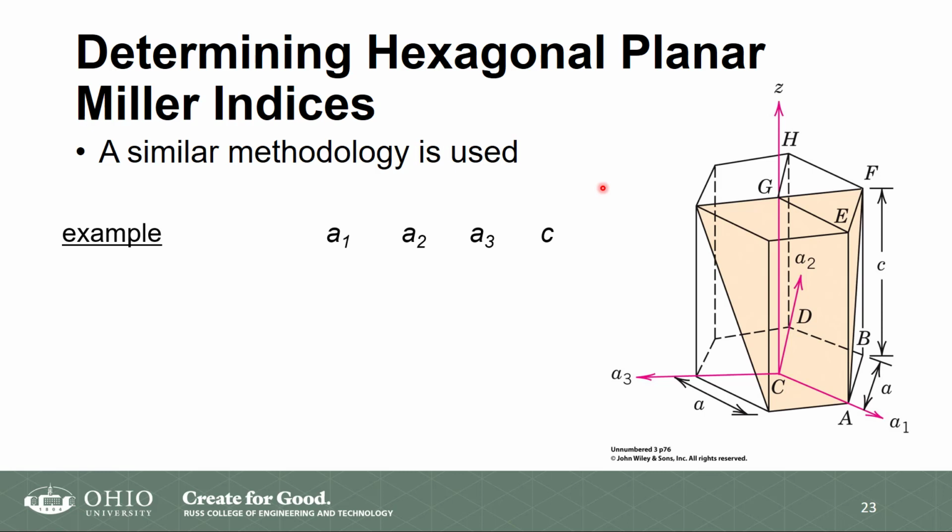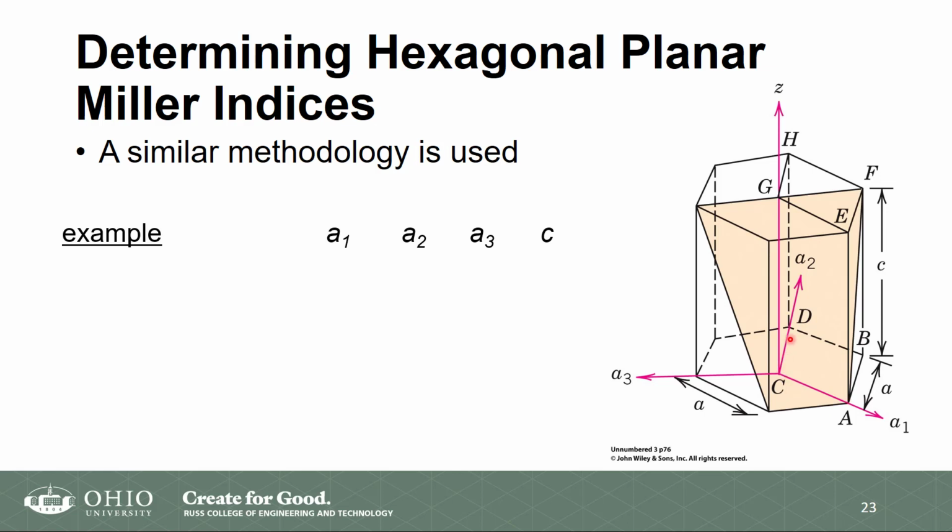table, which is going to be A1, A2, A3, and C, and then we describe where this plane that we're given crosses each of those axes. So if we look at this corner here, it crosses A1 at the full length of A, and it crosses A1 in the positive direction of A1. So we'll call that our positive 1.